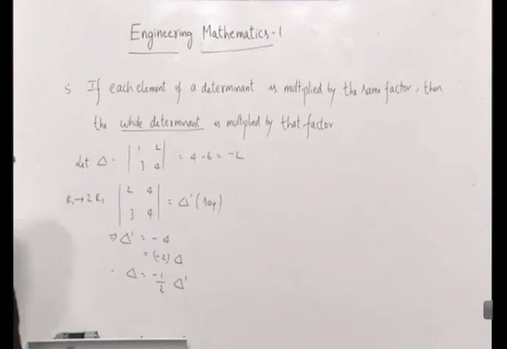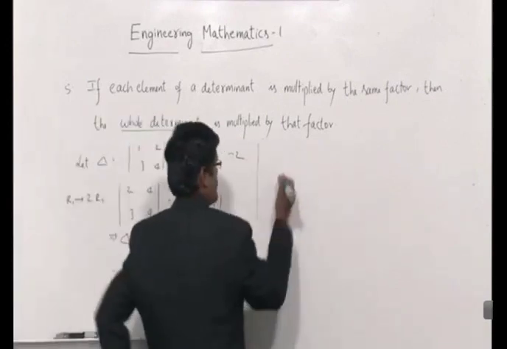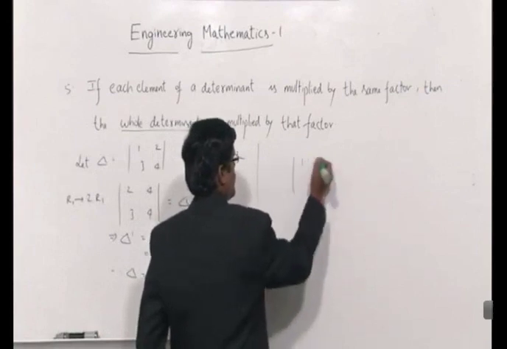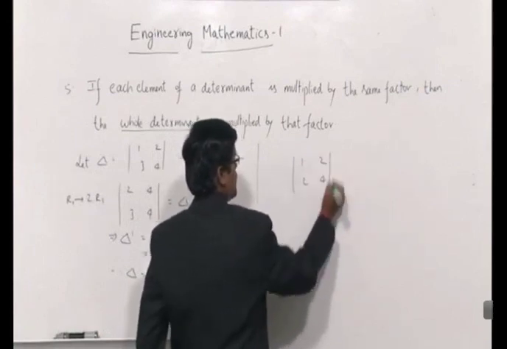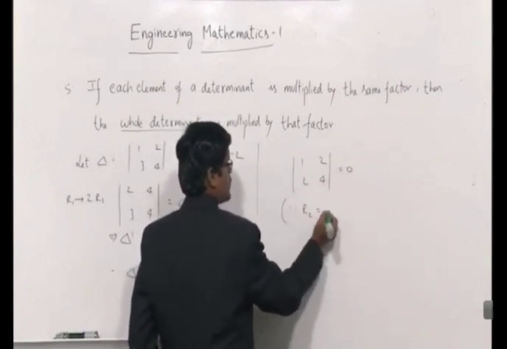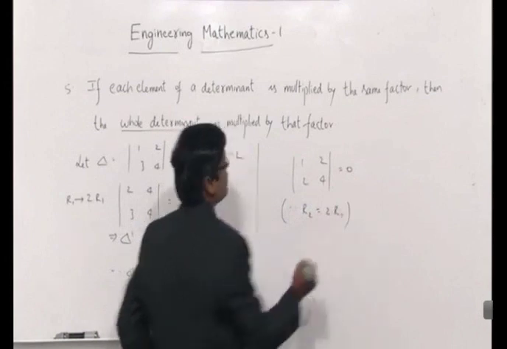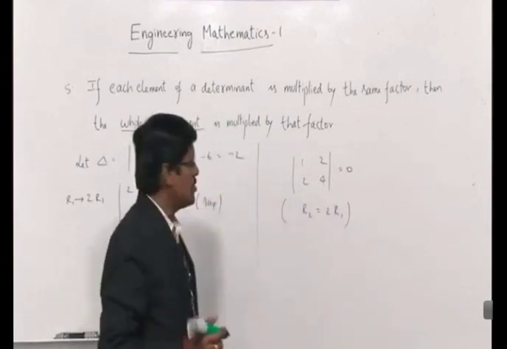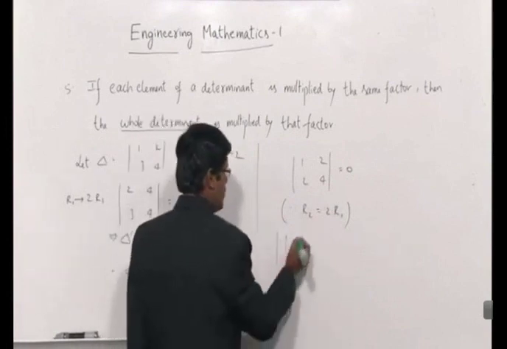Okay. Now see another example. Determinant 1, 2, 2, 4. What is this answer? 0. Why? Since R2 is equal to 2 into R1. What I gave: Ri is equal to K into Rj, Ci is equal to K into Cj. Like that. Next, whenever 1, 1, 2, 2.